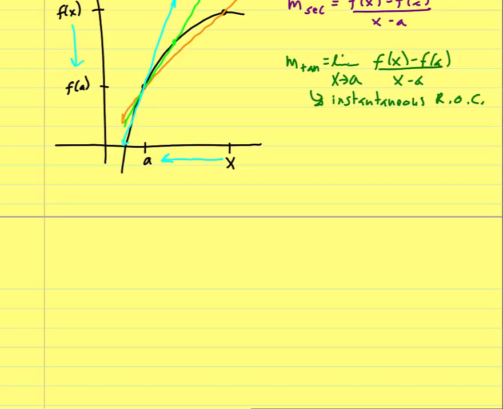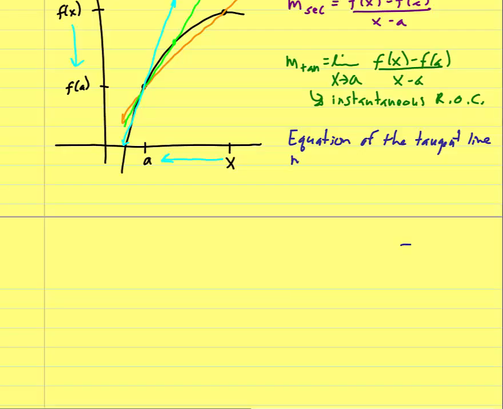Now, if you notice, once we find the slope, I also have 2 points. I have a, f of a and x, f of x. I could write the equation of a line, or the equation of the tangent line. So let's go ahead and talk about the equation of the tangent line. There's many different ways to find this, but basically you need to know the slope of the tangent line and then any point on the tangent line.